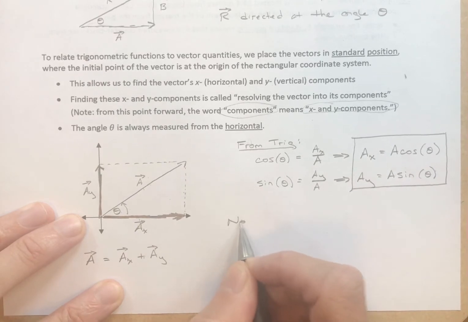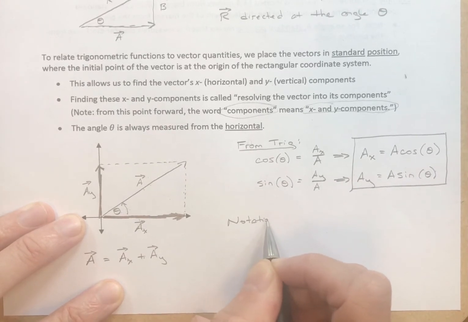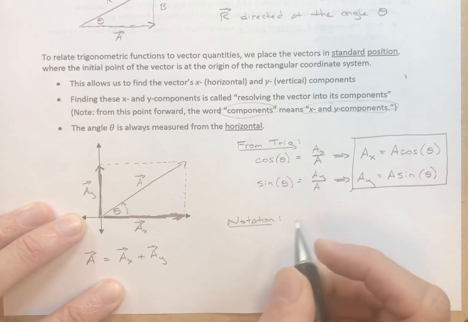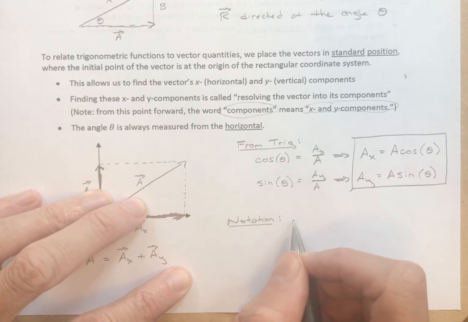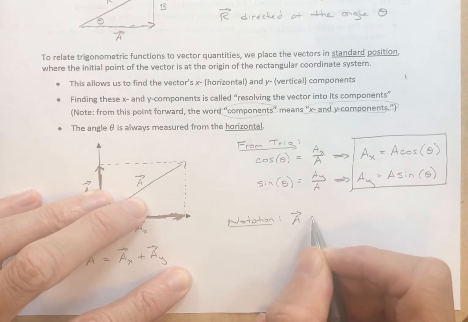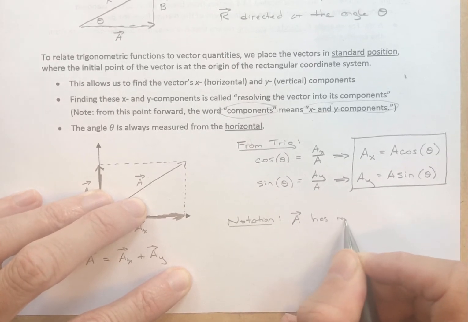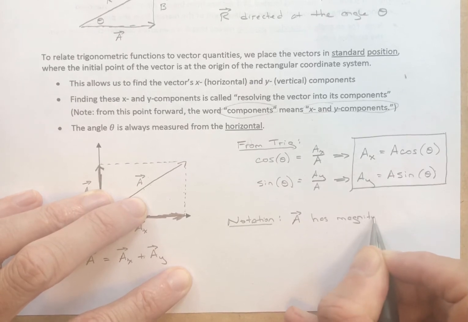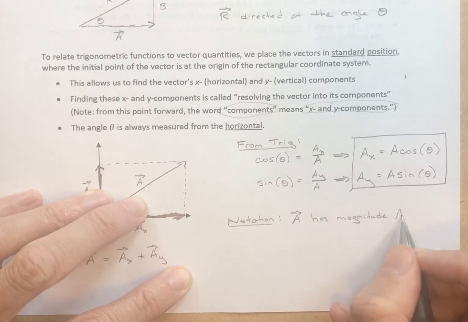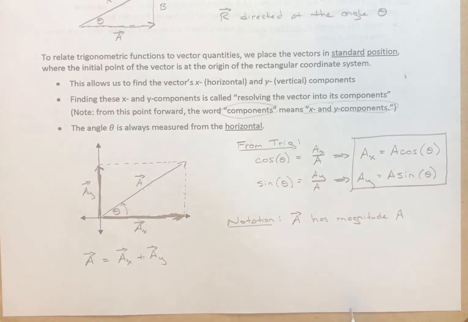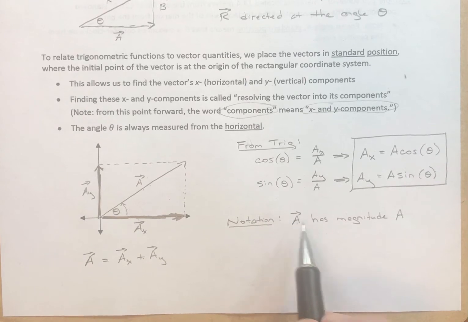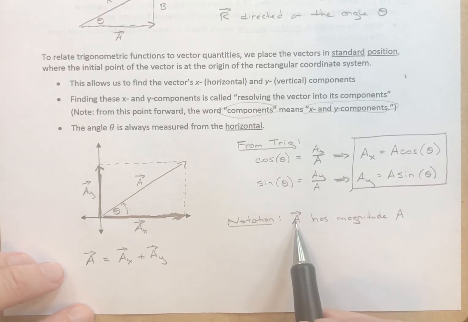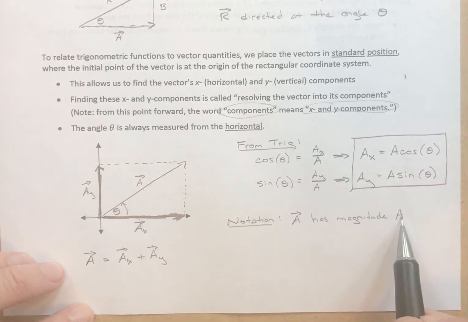Okay, so a note on notation. A vector, so we say vector A, has magnitude or size A. Now of course I wrote it with an arrow above it. It can also be written boldface when I type it, but this indicates a vector, and this indicates its magnitude, its length or its size.